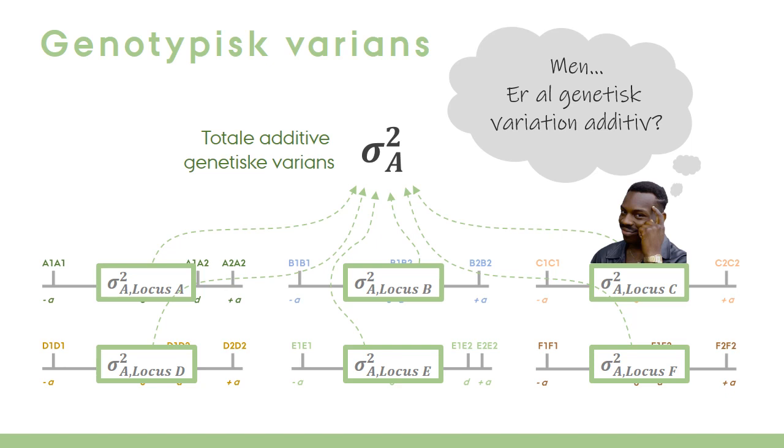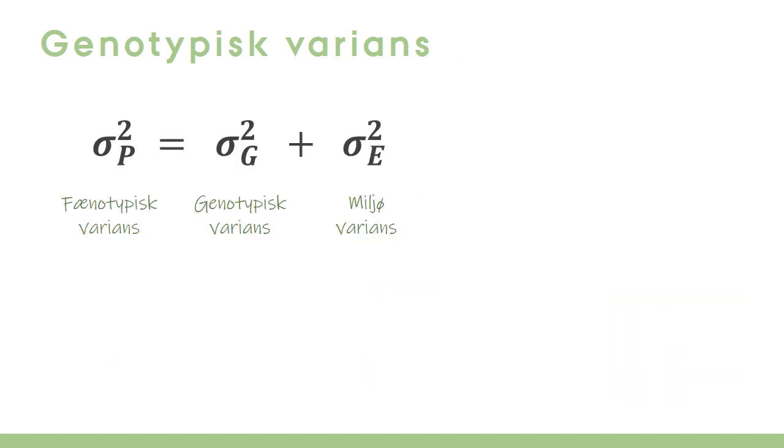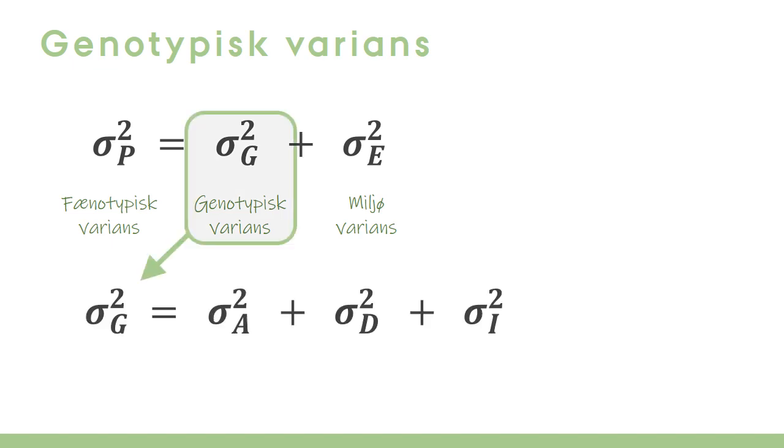Then comes Jono with the question, but is all genetic variation additive? Nice one, Jono. No, it isn't. So here we have our equation. The phenotypic variation is explained by the genotypic variation and the environmental variation. Now let's take a closer look at the genetic variation. The genetic variation consists of additive genetic variation, also the dominance variation, and interaction variation.